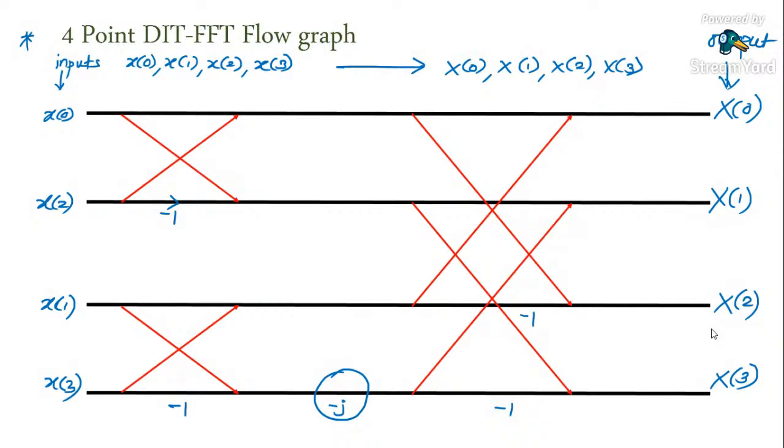Now we'll solve the problem based on the 4-point DIT FFT flow graph. In decimation in time, you are dividing in time. This is the time domain representation, small x. This is the frequency domain.